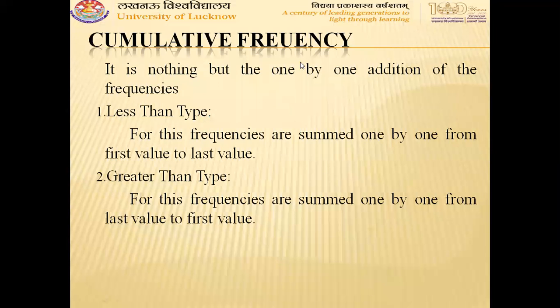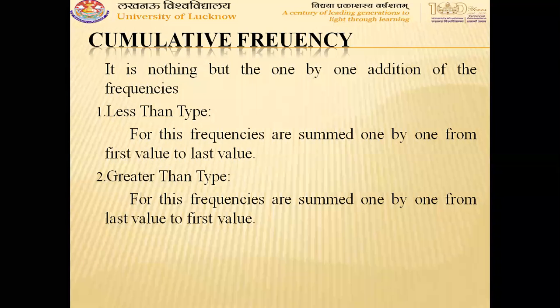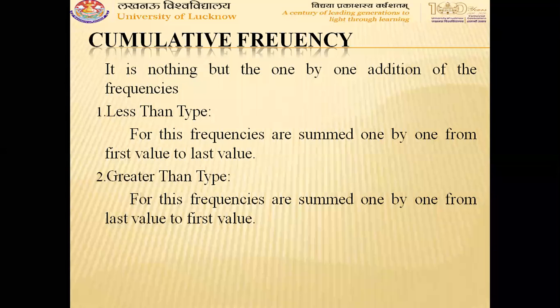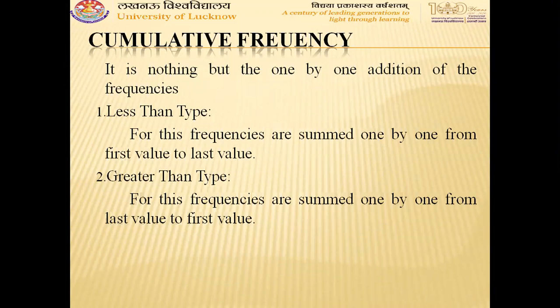The greater than type cumulative frequencies are obtained by adding frequencies one by one from the last class interval towards the first class interval. And less than type cumulative frequencies are obtained by adding frequencies one by one from the first class interval towards the last class interval. In the cumulative frequency curve, which is also called an ogive, we plot less than type cumulative frequency against the upper limit of the class interval and greater than type cumulative frequency against the lower limit of the class interval.